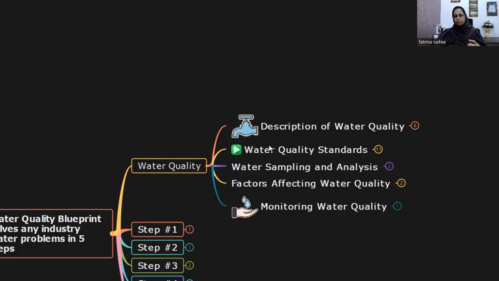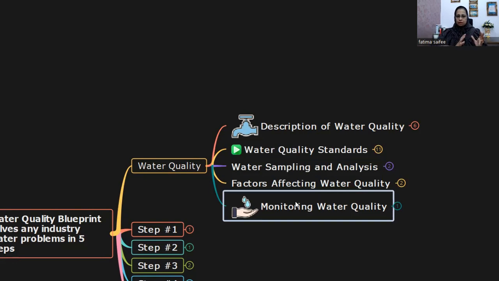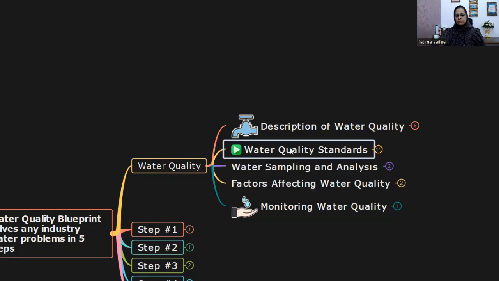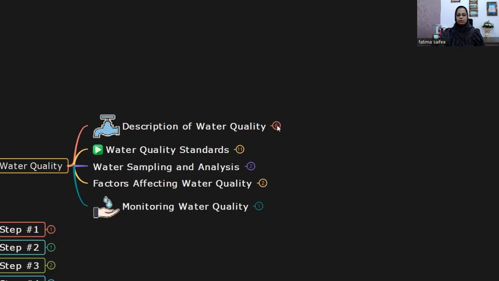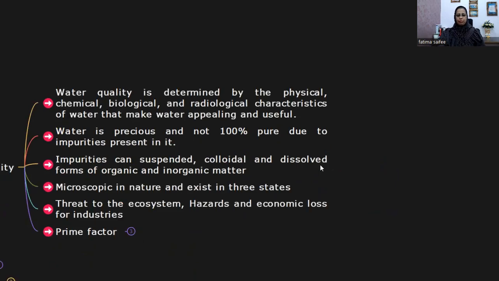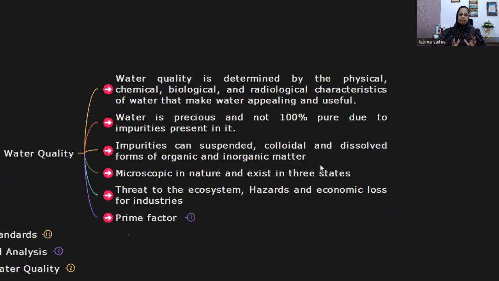We have to decide whether the water quality is good or bad, or whether it has to improve. For that we have to do water sampling and analysis. Then, what are the factors affecting water quality? Then, how to monitor that level of quality to continue the work with efficiency. So the description of water quality will cover a few points. First, it will cover the definition.